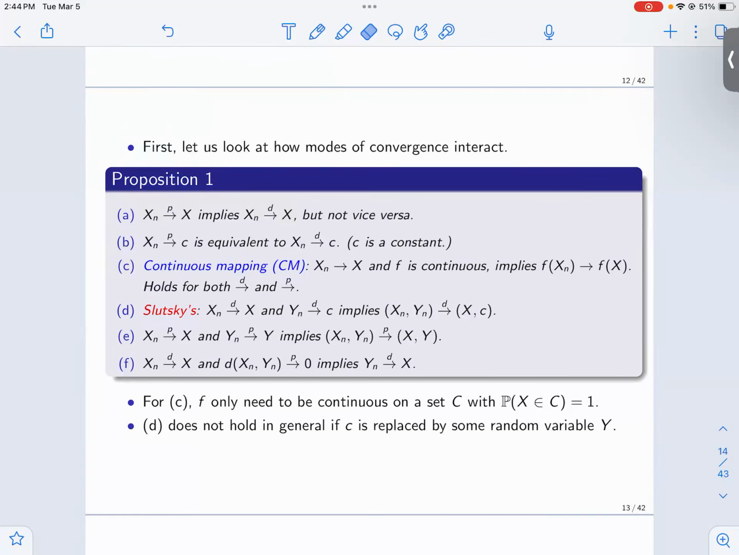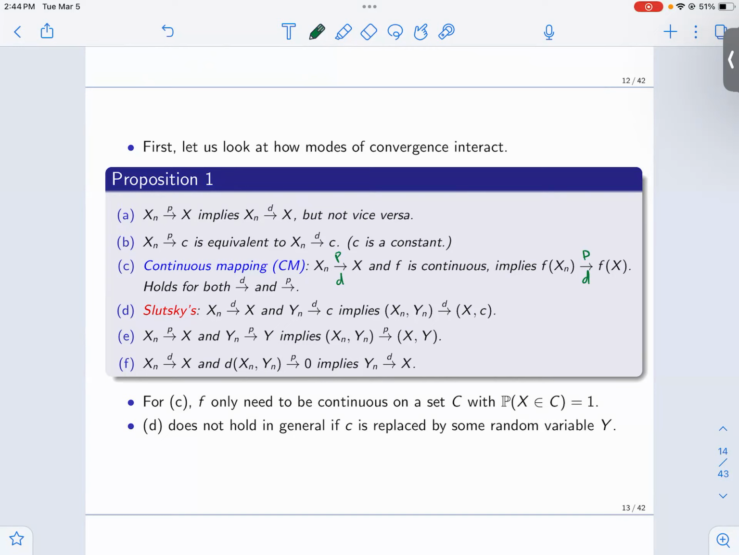The next result is continuous mapping. If Xn converges to X in any reasonable mode, probability, distribution, or let's say almost sure, which we don't really use, but let's say probability or distribution, and f is continuous, then f of Xn converges to f of X in the same mode. So for example, if this is probability, then this would be probability. If this is distribution, then it would be distribution. So basically, these convergences are preserved under continuous mapping. For that reason, it's called the continuous mapping theorem, or continuous mapping lemma.